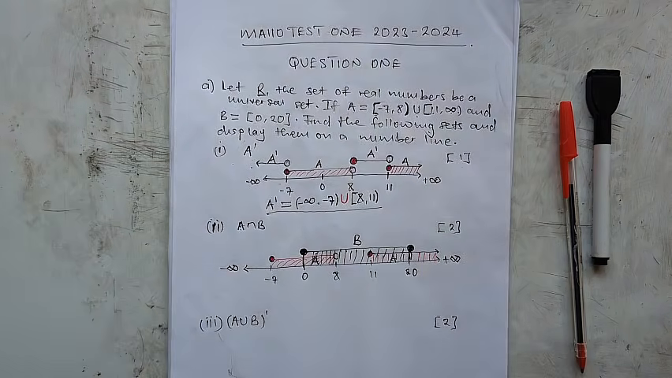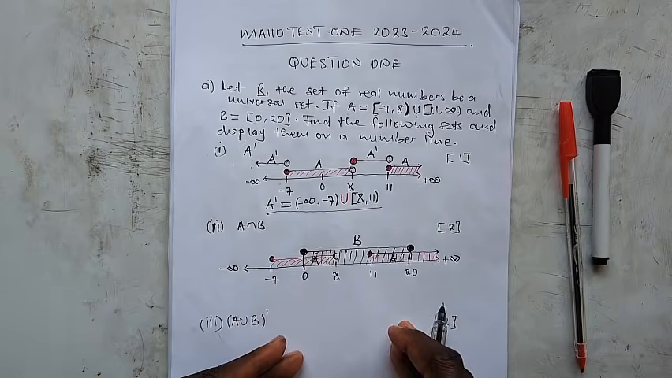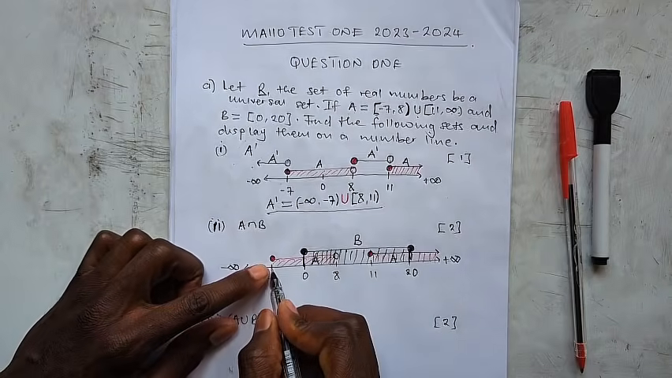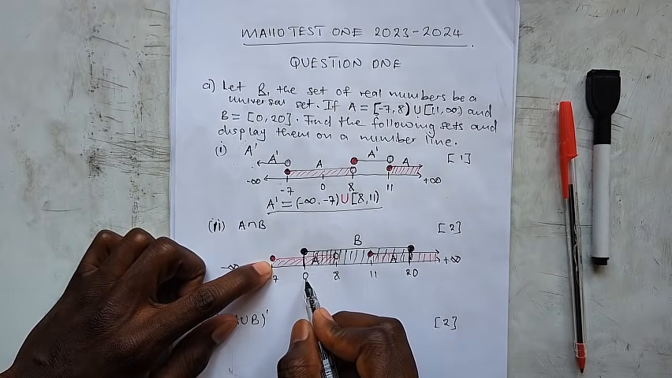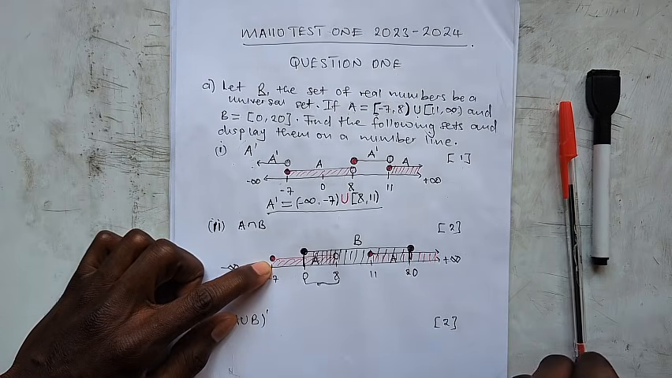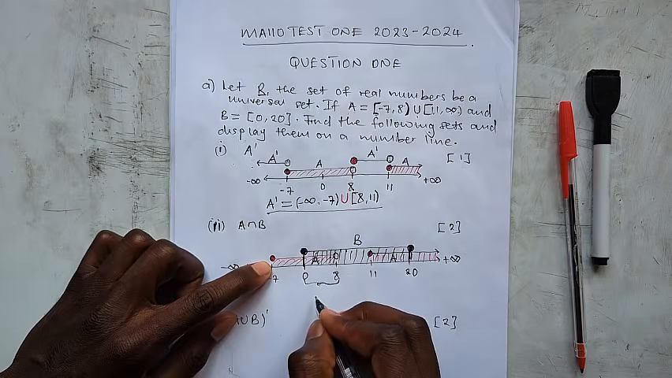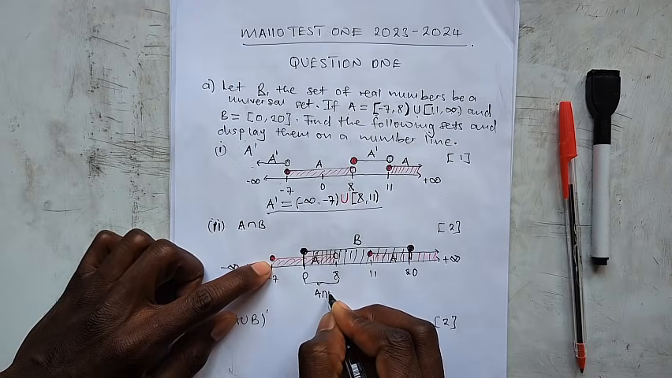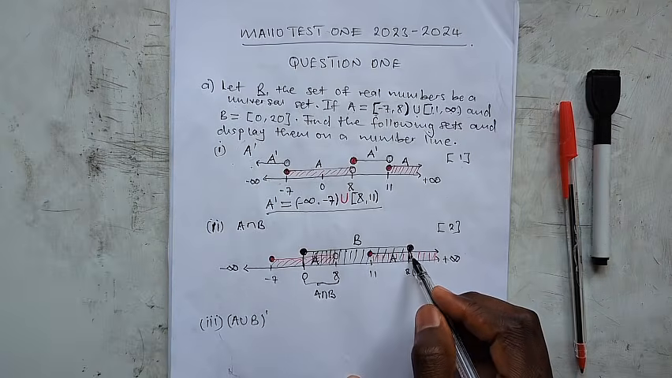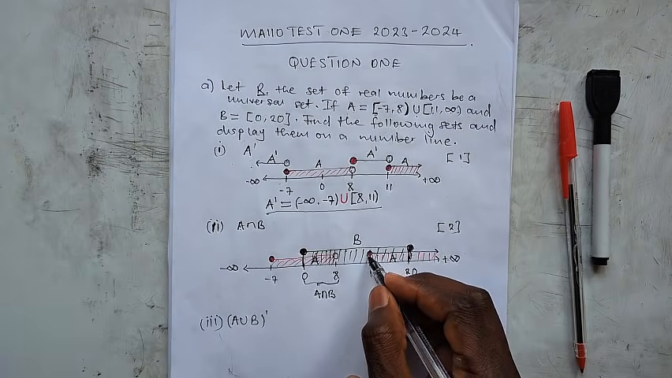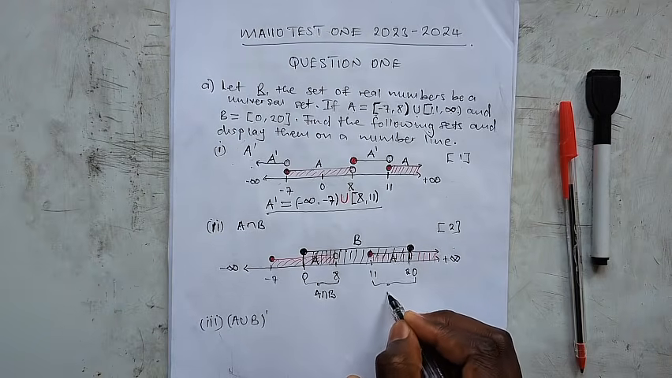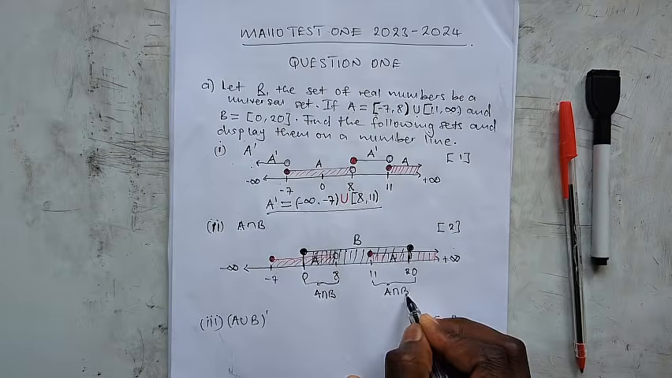Now, for you to come up with the intersection, you need to pick the elements that are found in both set A as well as set B. When you run from here up to 8, you notice that these elements from here all the way up to 8 belong to both set A as well as set B. So this part is giving us A intersection B. Again, when you jump to this part up to 20, since A is starting from here to positive infinity, all the elements here also belong to set A intersection B.